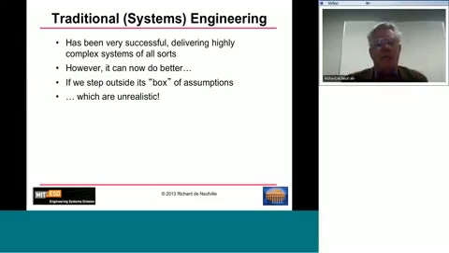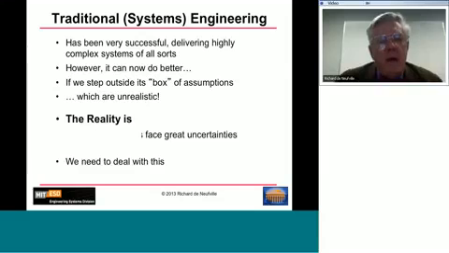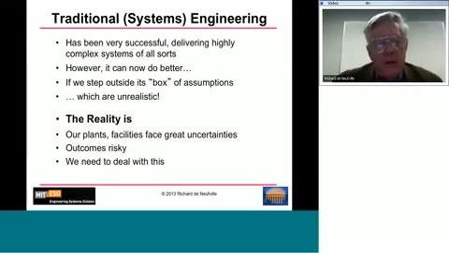We need to think about the problem more largely and more realistically. And the reality is that our plants, our facilities face great uncertainties. We simply do not know what the world is going to be like in 5, 10, 15 years from now in terms of the products, the systems we're deploying. The outcomes are risky, or shall I say uncertain. It's not only on the downside, but it could be on the upside. We could have more demand than we expected. So we need to deal with the reality. That's the proposition I'm putting in front of you. The reality is that we're dealing with uncertainty.